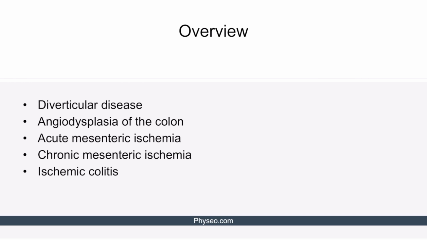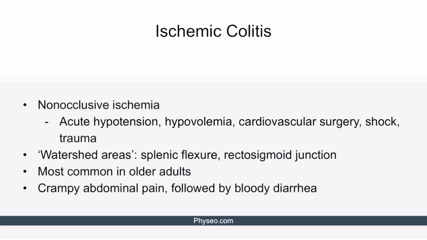Now let's talk about our last disease, ischemic colitis. Ischemic colitis classically results from non-occlusive ischemia. And that's occurring during low blood flow states, such as acute hypotension, hypovolemia, cardiovascular surgery, or shock, trauma, things like that. But there's no actual obstruction, it's just a low flow state.